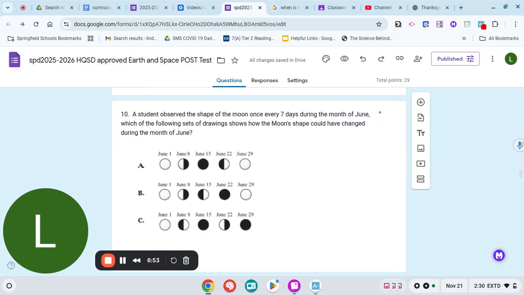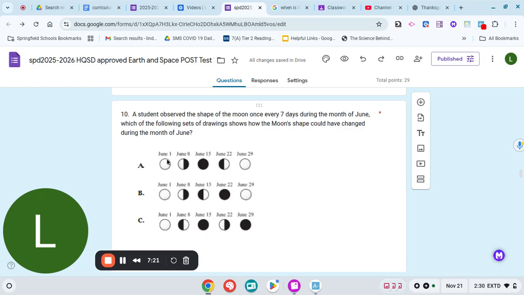Number 10. A student observed the shape of the moon once every 7 days during the month of June. Which of the following sets of drawings shows how the moon's shape could have changed during the month of June?